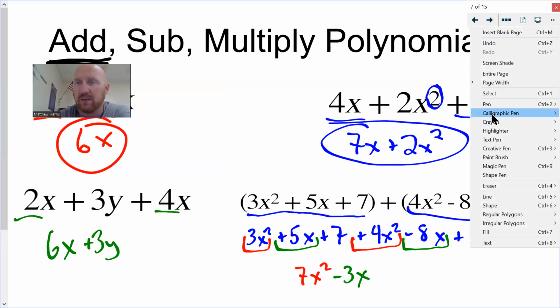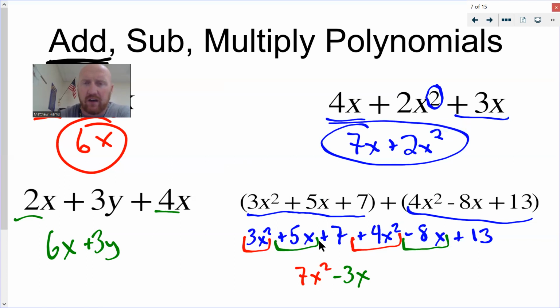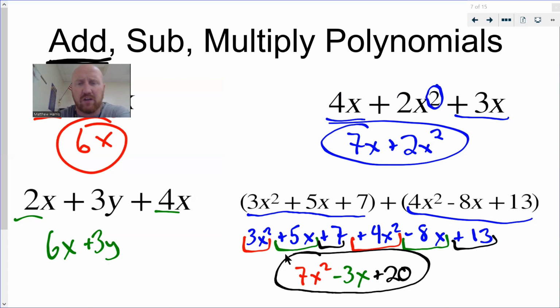And then the last things we can combine together are the constants. We have a plus 7 and a plus 13, which combine to be plus 20. And none of these are like terms, so this is my final answer. It's 7x squared minus 3x plus 20. Okay. So we're adding polynomials, it's just like combining like terms. You're finding your like terms. If anything has an exponent, it changes it. All right, let's look at the next thing.